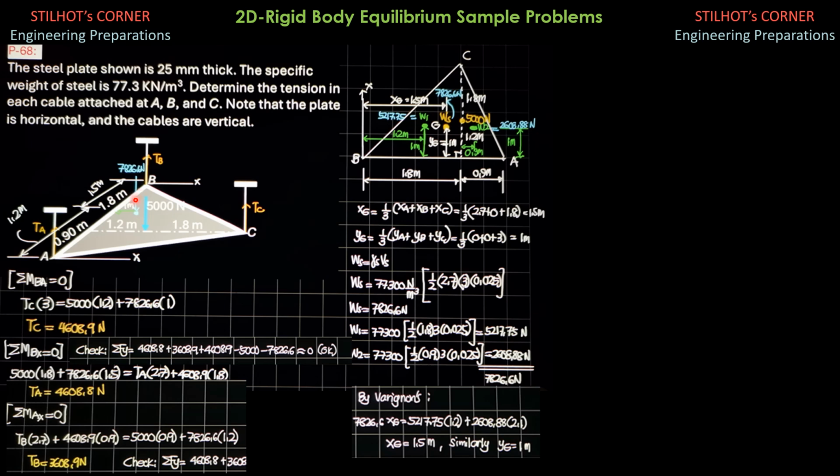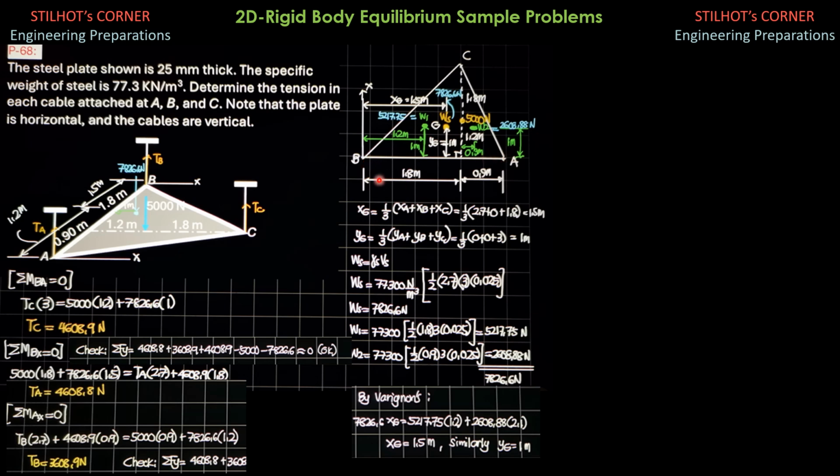By the way, this is the formula for the centroid of a triangle in general. XG, the center of gravity or centroid, is 1/3 of XA plus XB plus X sub C. And YG is 1/3 of YA plus YB plus Y sub C. So it's easy to remember because this is just the average of the coordinates of the vertices of the triangle. So first, let's apply directly the formula.